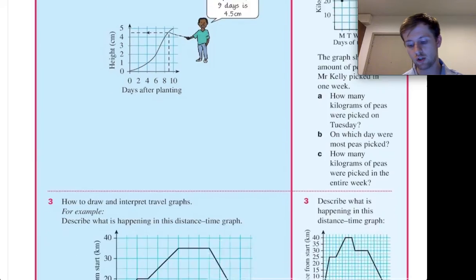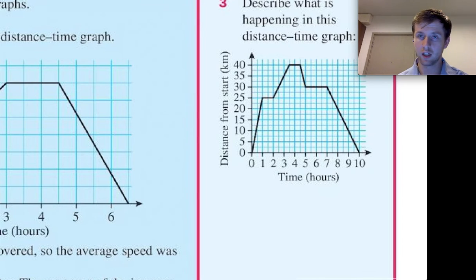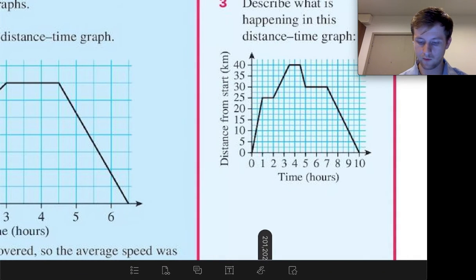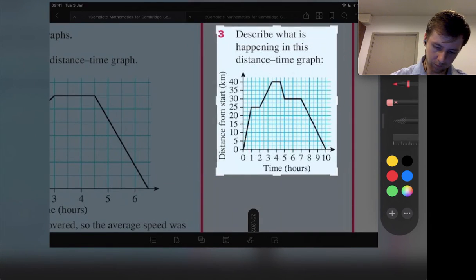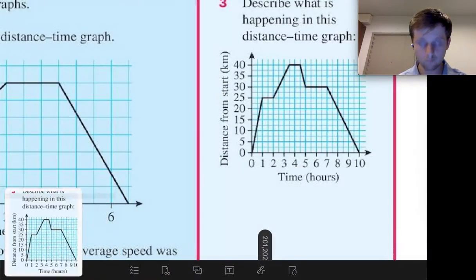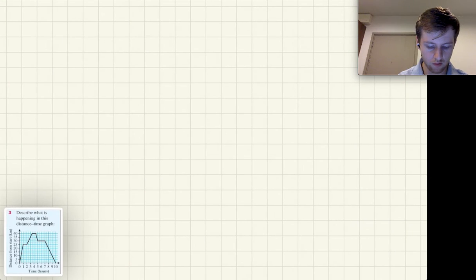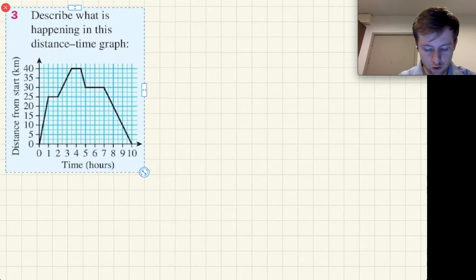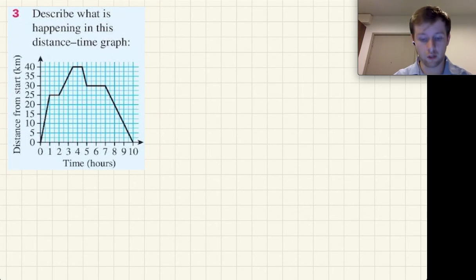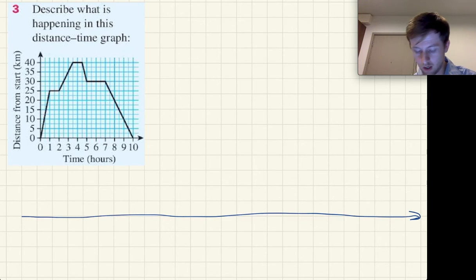And the last one is actually distance time graphs. It's a nice, interesting question. I'll try to explain it to you. Describe what's happening in this distance time graph. Okay, so I had this picture somewhere which I can use for this question. What's happening is someone is traveling and distance varies depending on the time of day.